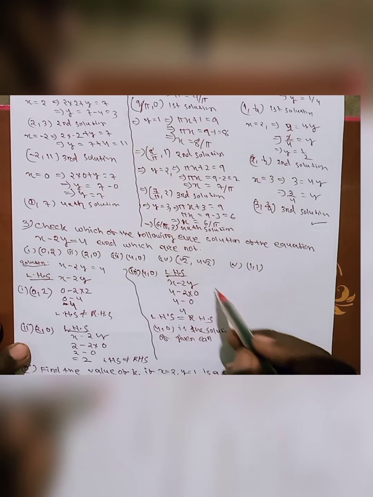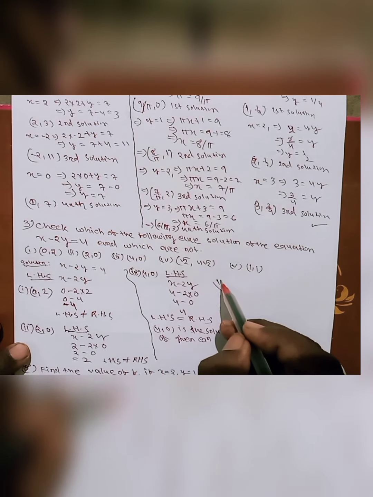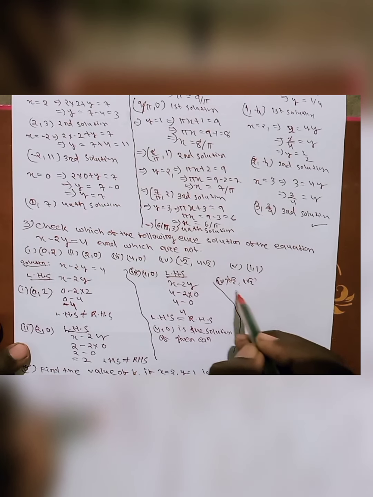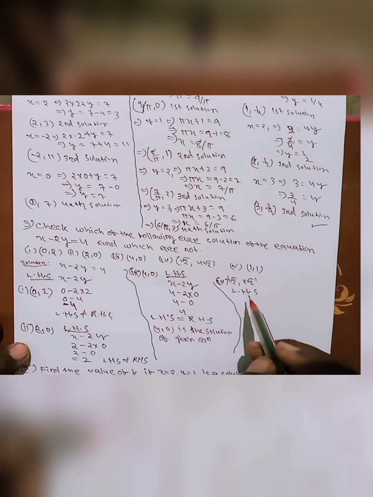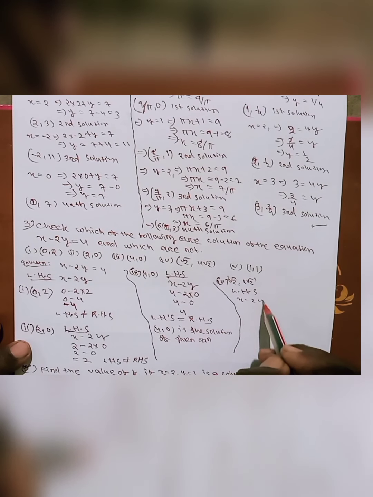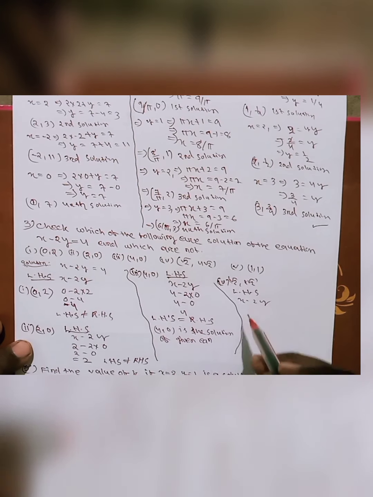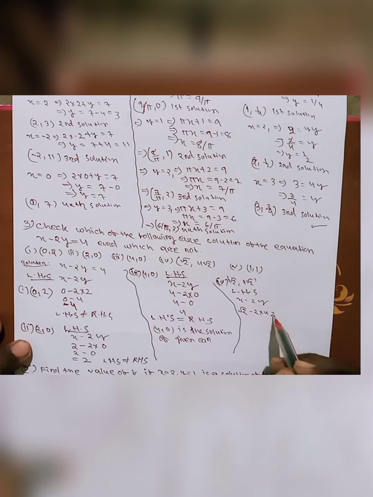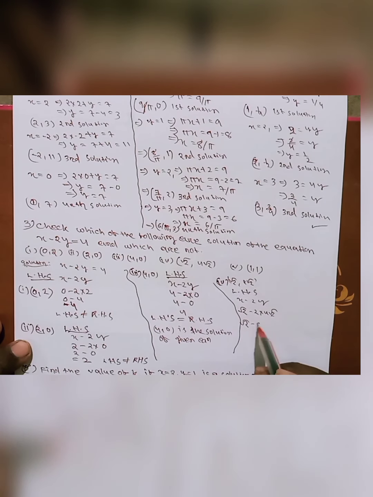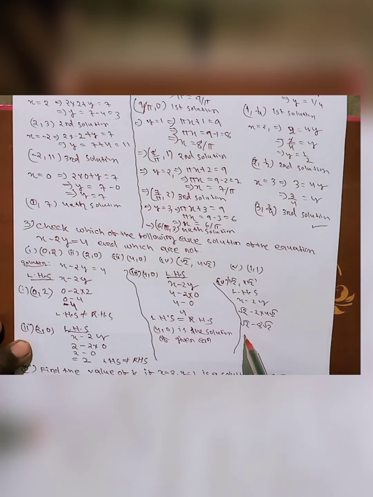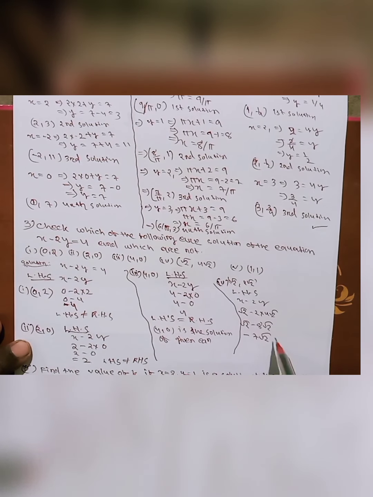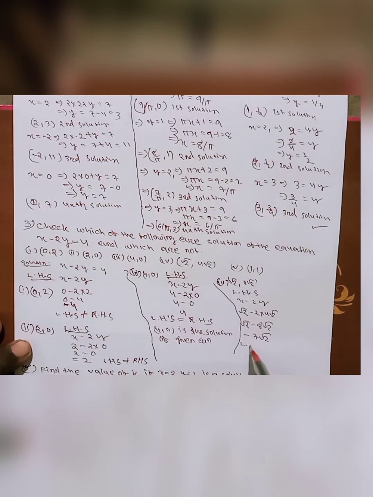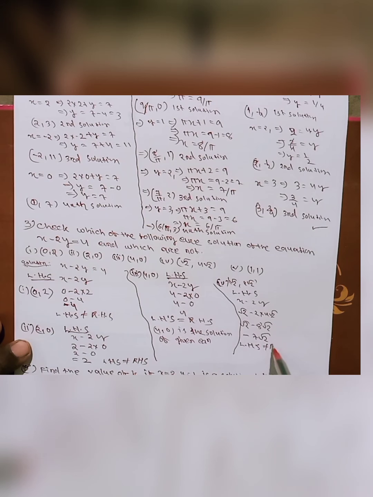Like this, check the fourth, which is root 2, 4 root 2. LHS is x minus 2y. Put the values here: root 2 minus 2 into 4 root 2, which is root 2 minus 8 root 2, equal to minus 7 root 2, which is not equal to RHS. RHS is equal to 4. So LHS is not equal to RHS.